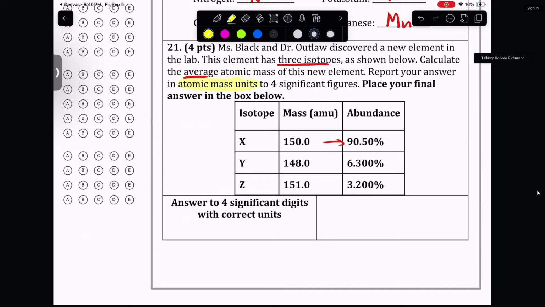Units are very important in chemistry. You have to write down the units. Whatever answer you get here, if you just write it as a number, that means absolutely nothing without the units. So please write down the units.